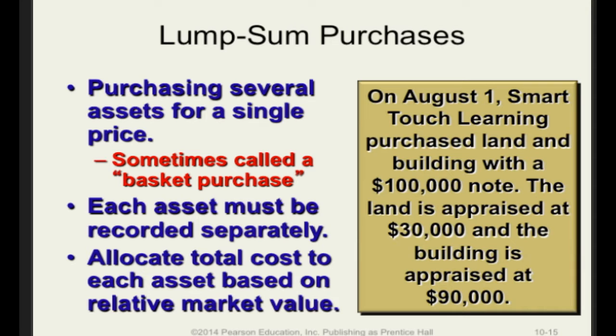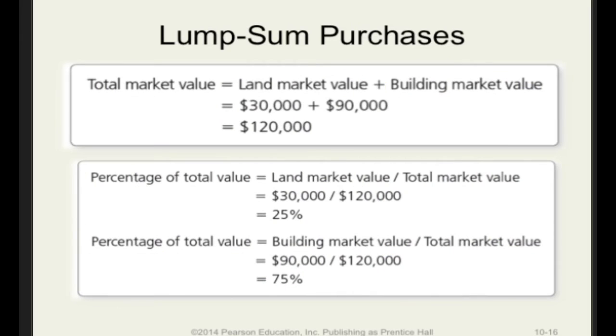Smart Touch Learning paid $100,000 on August 1st for land and a building. The $100,000 must be allocated, some to the land and some to the building. The land has an appraised market value of $30,000 and the building is appraised at $90,000 for a total market value of $120,000. How much cost should be allocated to the land and to the building? As noted, the total market value is $120,000. The land represents 25% of the purchase and the building represents 75%.